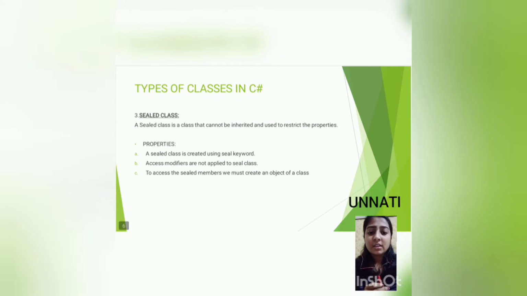Next we will see one type of class, that is a sealed class. The sealed class cannot be inherited, and it is used to restrict the properties. A sealed class is created using the sealed keyword, and access modifiers are not applied to a sealed class. To access the sealed members, we must create an object of this class.